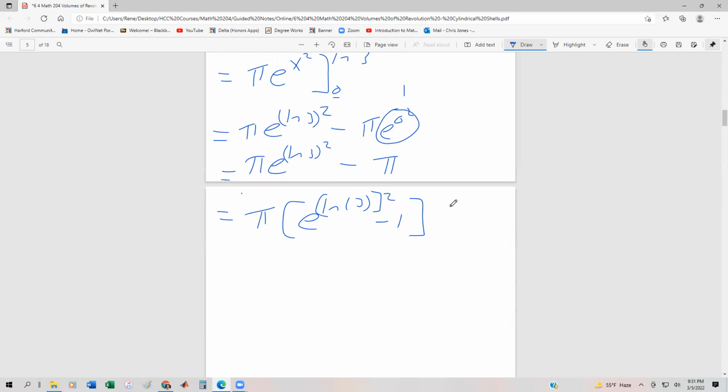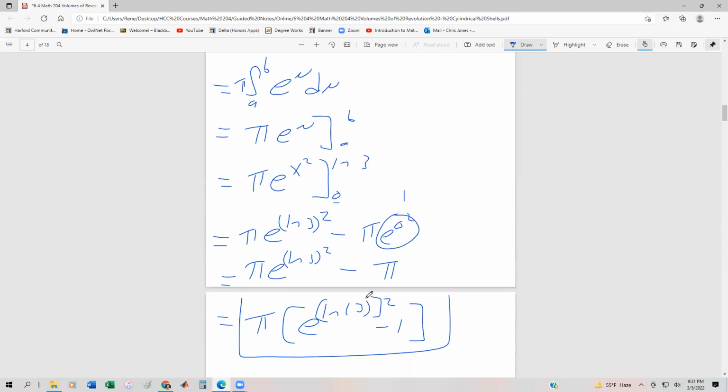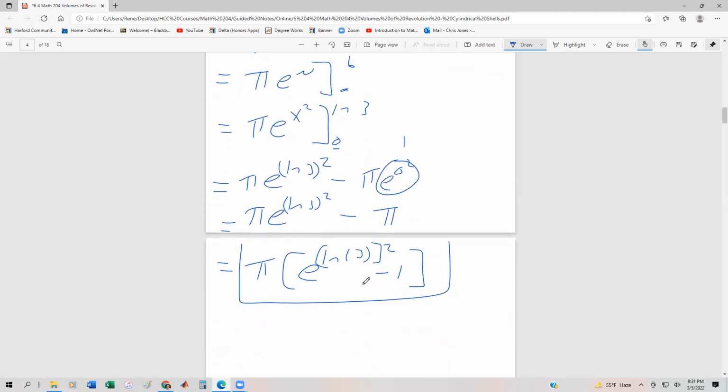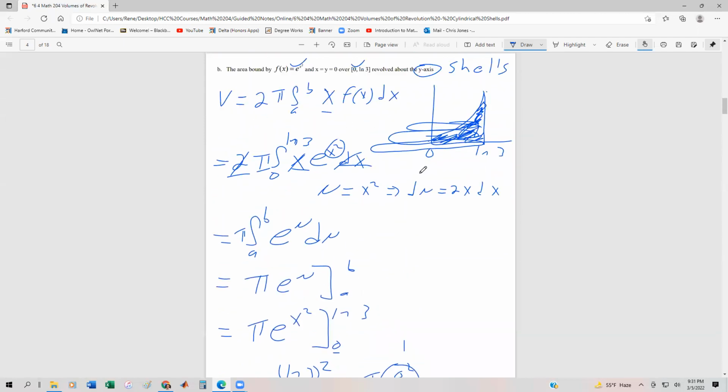Not too difficult to evaluate our volume. But we want to make sure that we understand, first of all, the algebra rule here: because this is a quantity squared, we can't do anything about it. Also, the u substitution technique. We can't forget about our techniques of integration.